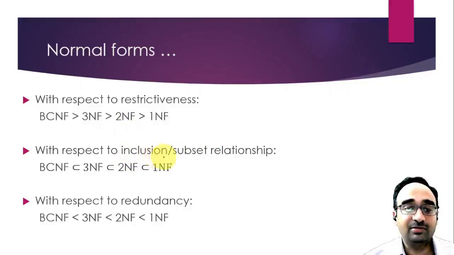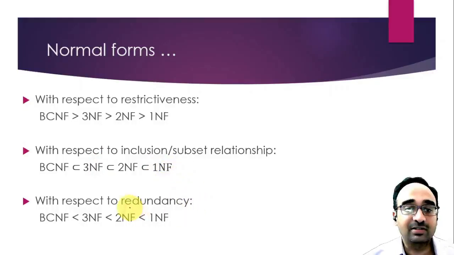Now if you take the subset relationship, or inclusion relationship, BCNF is a subset of 3NF, 3NF is a subset of 2NF, and 2NF is a subset of first normal form. So what I can say from this is every BCNF relation is already in third normal form. Similarly, every third normal form relation or table is already satisfying first normal form.